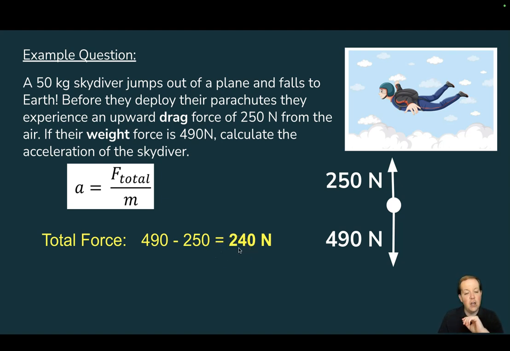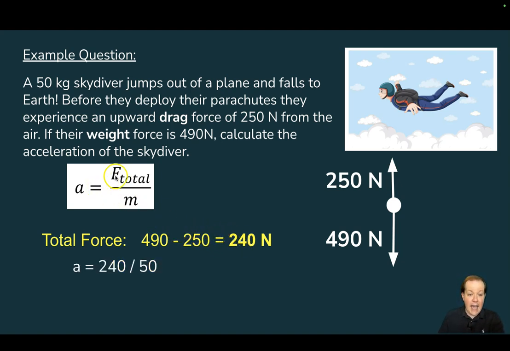If you're asking yourself, wait, could I do 250 minus 490? Could I subtract them the other way? Yes. And in high school physics, that's totally fine. You will probably see a negative number get spit out, and that's fine. You can plug in negative numbers into this equation, so it doesn't really matter, in our high school level physics class, which way you subtract these. But the total force is 240.